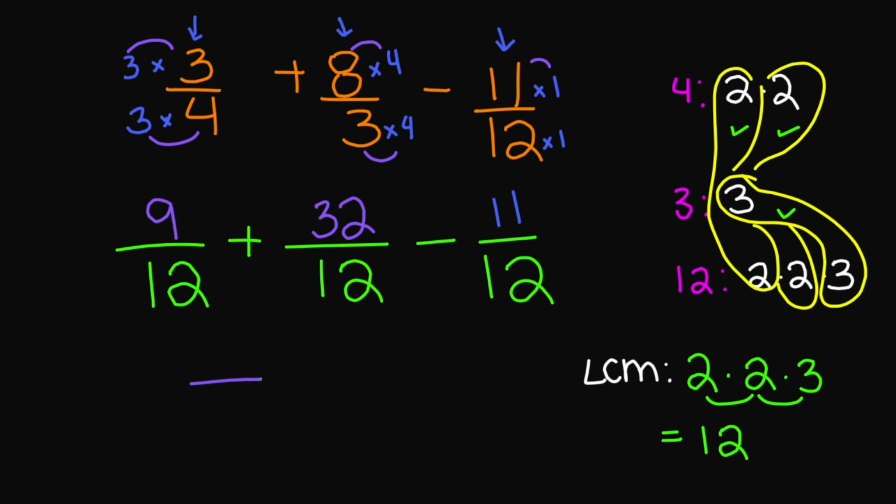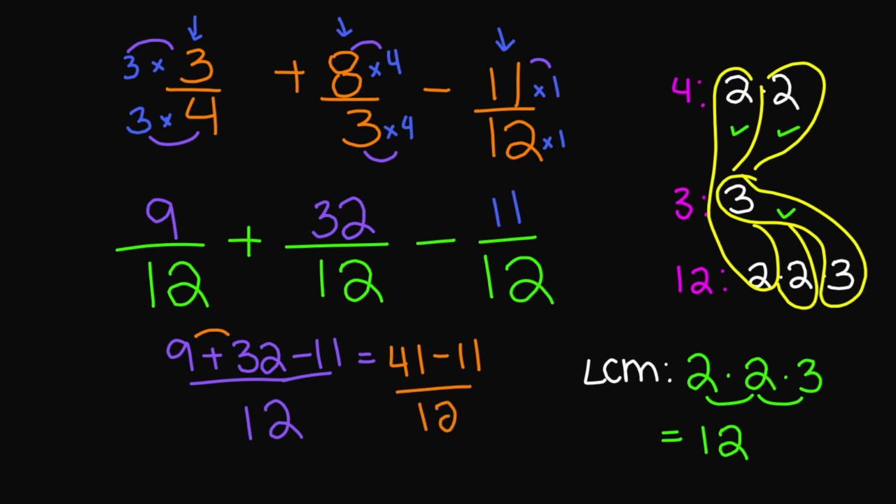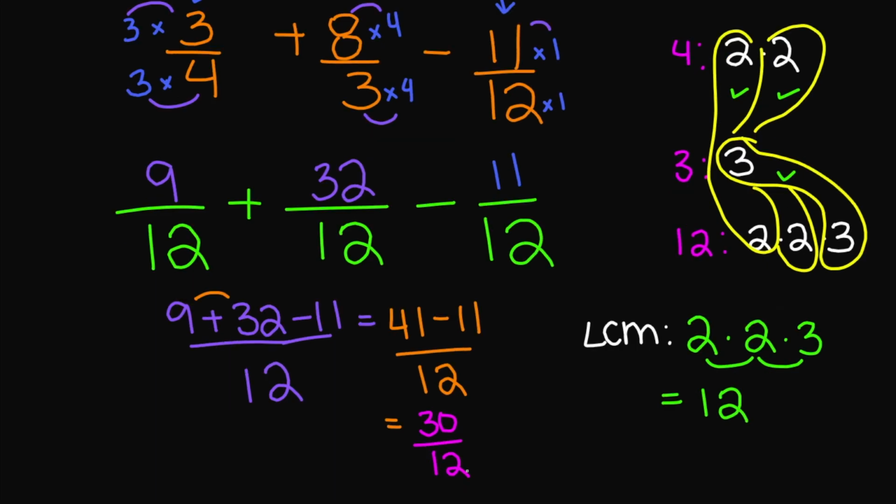Now that my denominators are the same, I'm going to go ahead and add or subtract my numerators. So we have 9 plus 32 minus 11. 9 plus 32, this is going to be 41 minus 11 over 12. And 41 minus 11, this is going to equal 30 over 12. And by looking at my 30 over 12, I can simplify this because the number 6 goes into both. So if I divide top and bottom here by 6, 30 divided by 6 is 5. And then 12 divided by 6, this is going to be 2.